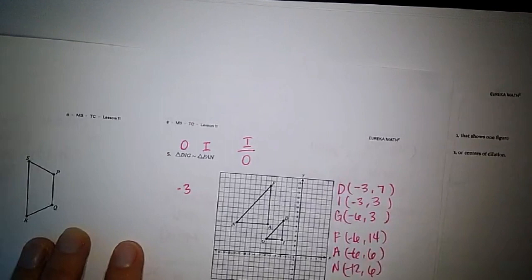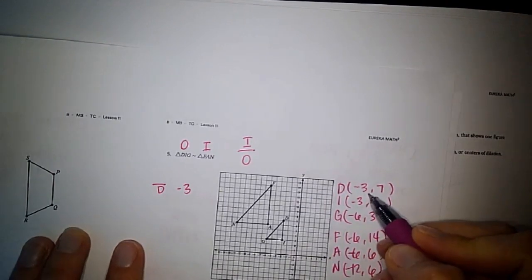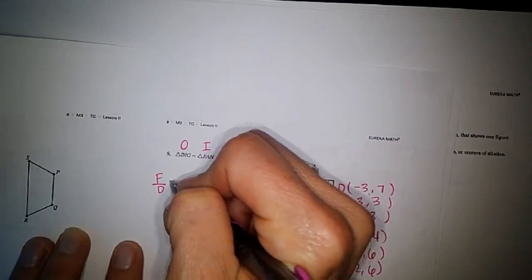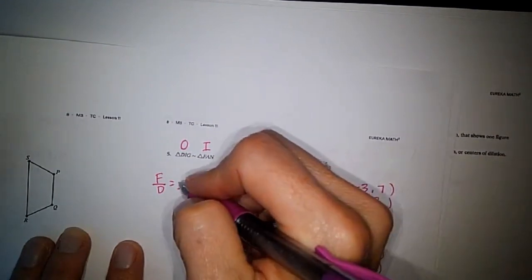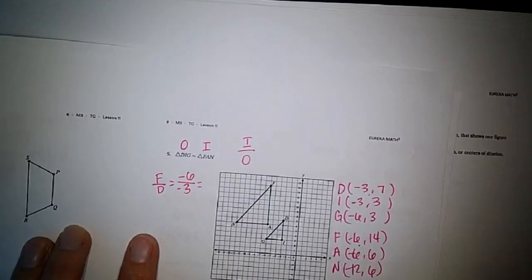Which one corresponds with D? F. Okay, so we use the X coordinate. Now we're going to use the X coordinate of what? F. What's the X coordinate of F? Negative what? 6. Okay, what's -6 divided by -3? 2. D and F are done.